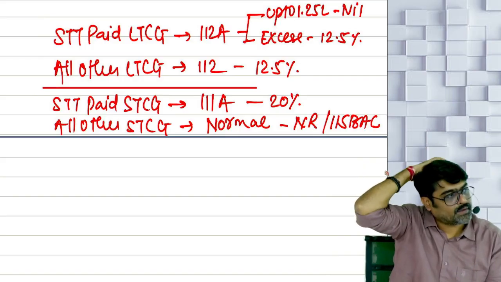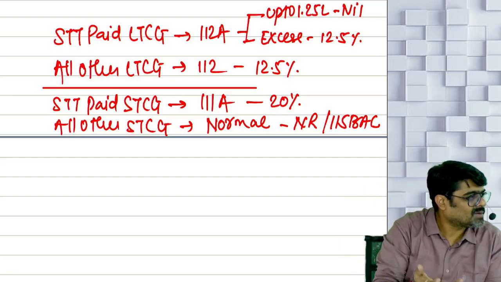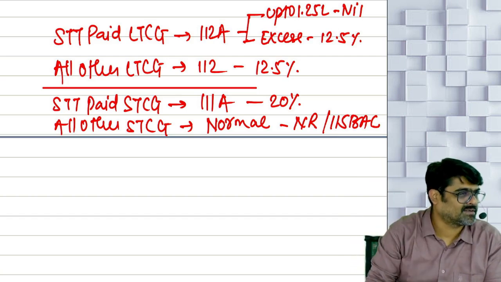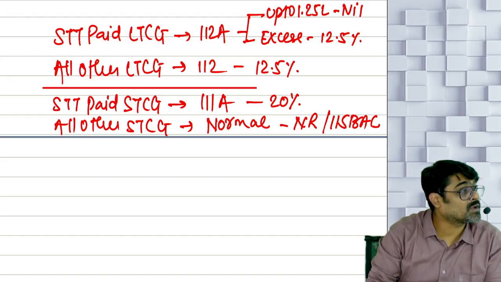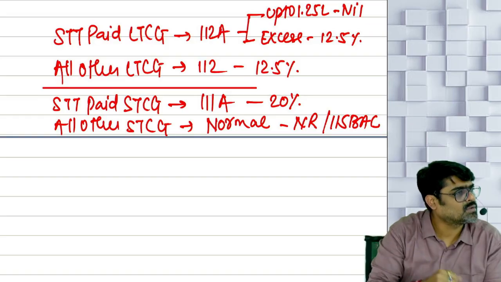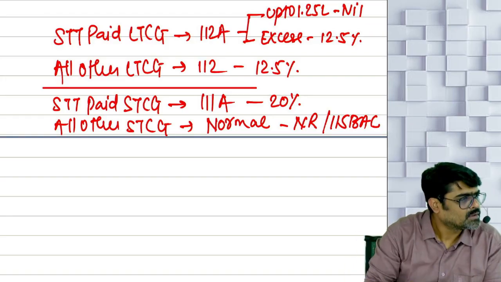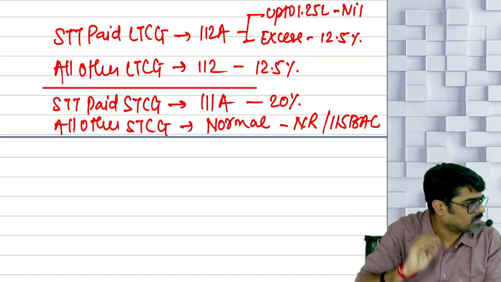So long-term gain on transfer of jewelry: 112 or 112A? 112. Because on transfer of jewelry, I don't pay STT. I don't transfer the jewelry on a recognized stock exchange. Long-term gain on transfer of immovable property, 112. Long-term gain on transfer of unlisted shares, 112. Long-term gain on transfer of paintings, 112. Any asset, long-term gain will go to 112.